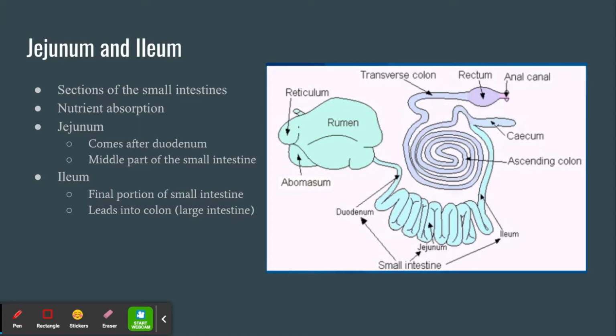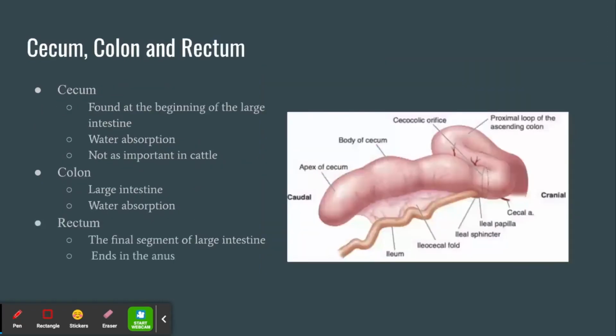The jejunum is the middle portion, which comes right after the duodenum, and then the ileum is the final portion of the small intestine, and it leads into the colon, which is the large intestine. Then you have the cecum, colon, and rectum. The cecum is found at the beginning of the large intestine. It is where water absorption occurs, and it's not as prominent in cattle as it is in horses.